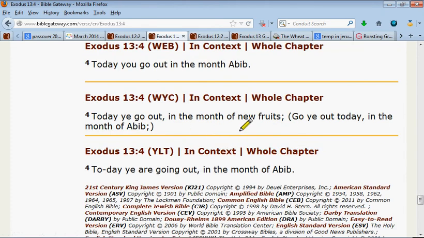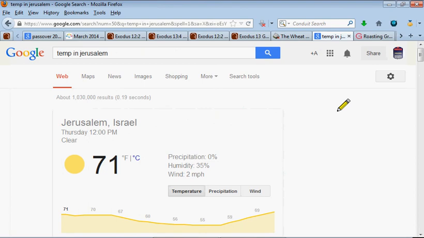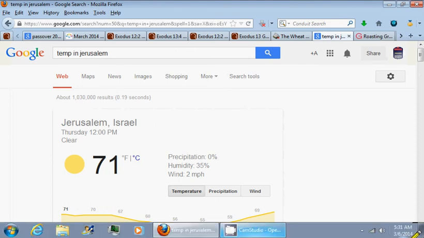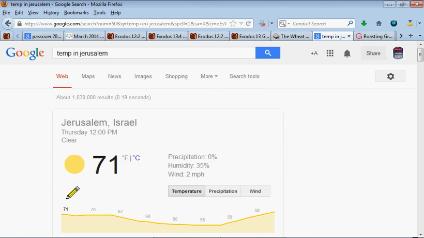In the month of new fruits. Let's remember all that. So we've gone through all that, and we've checked that. Well, we're in March, right? And we're saying, oh no, it's not possible, because we're talking about the United States. No, we're talking about Israel. Well, here's Jerusalem, here's today, and it's March 6th, and it's 71 degrees in Israel.